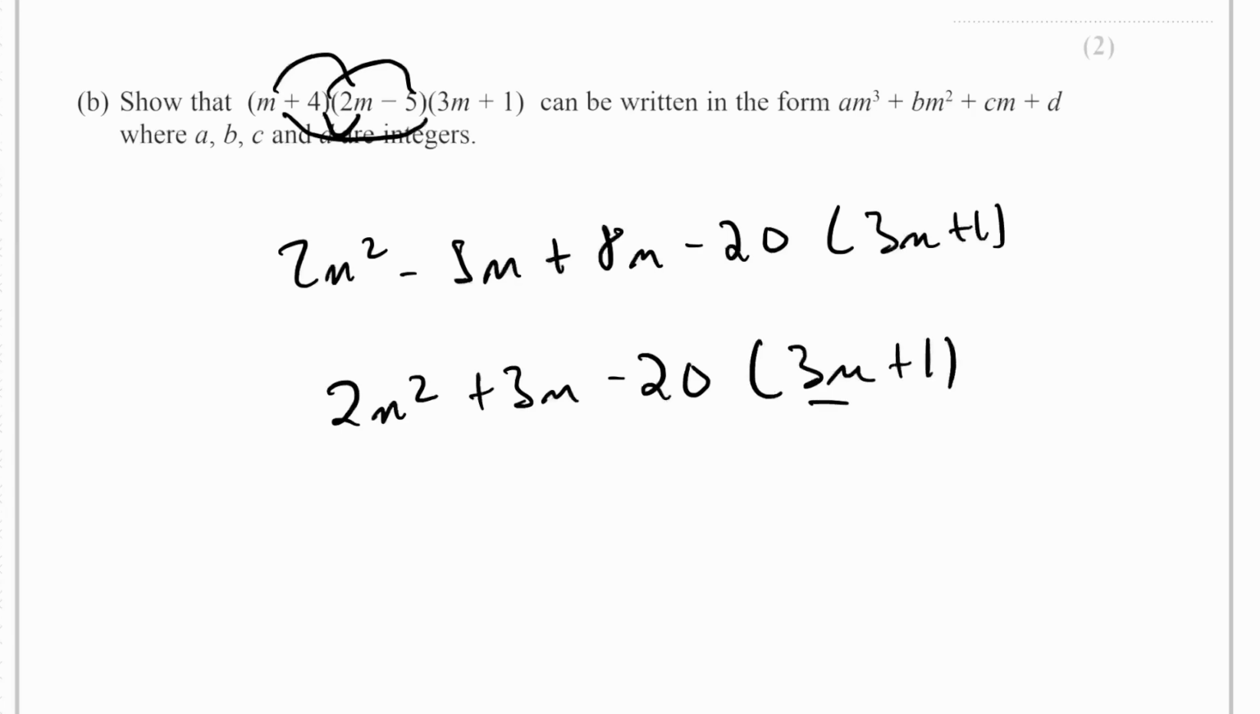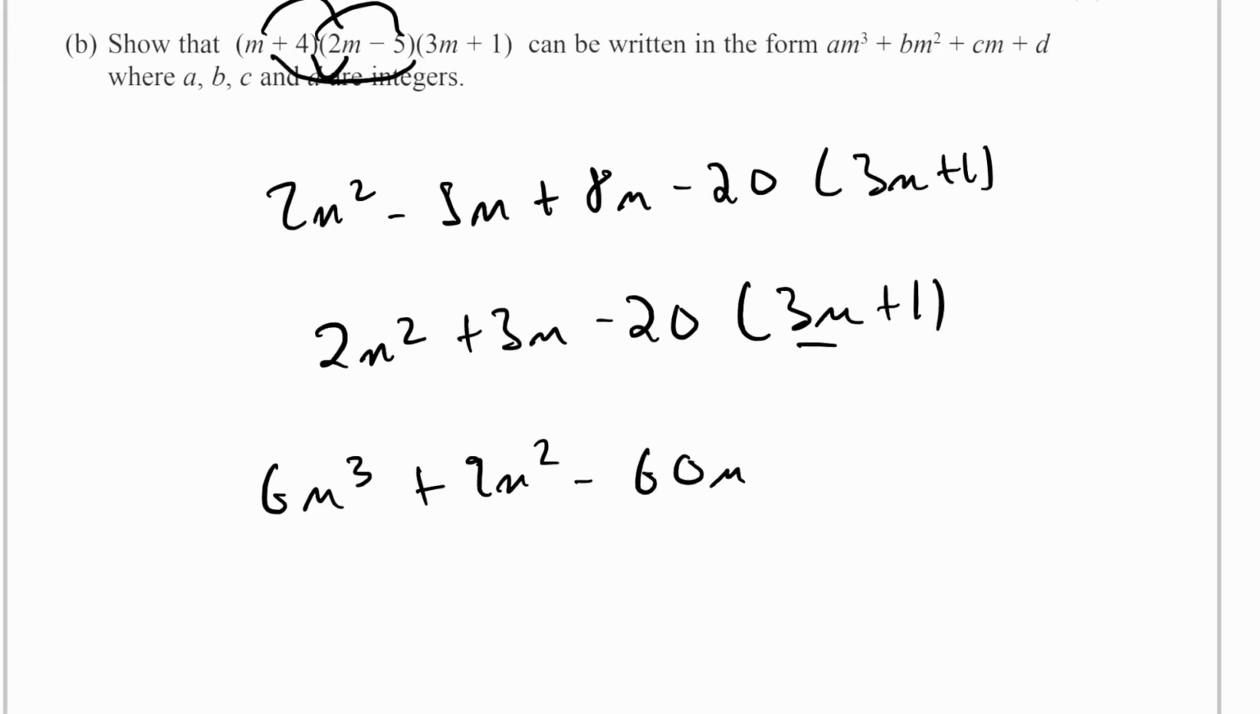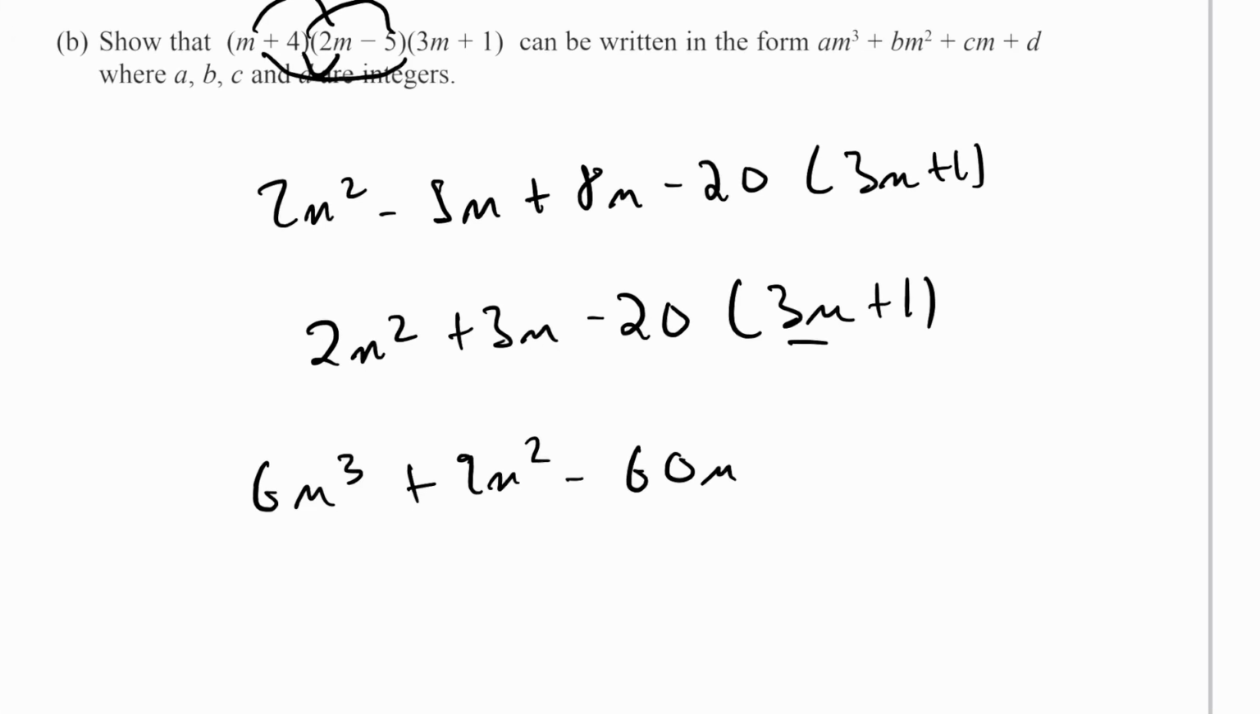So let's take the 3m first. So 2m squared multiplied by 3m is going to give you 6m cubed, plus 3m multiplied by the 3m is going to give you 9m squared, plus minus 20 multiplied by the 3m, which is going to give you minus 60m. And then you do the same thing for the plus 1. And so because you're just multiplying by 1, it would just be this expression that we wrote in the first place over here. So we can add that on. So plus 2m squared plus 3m minus 20.